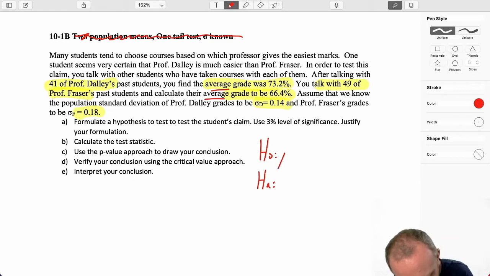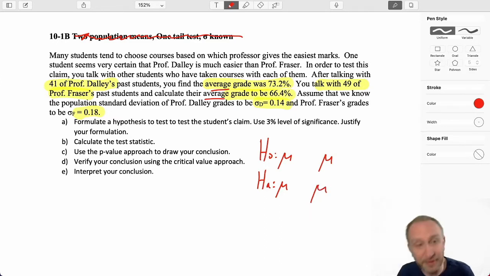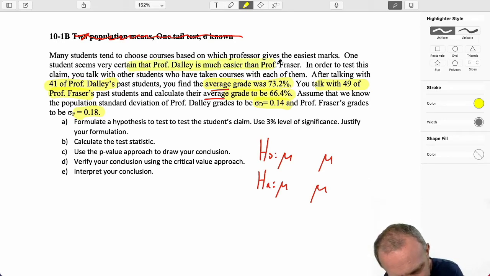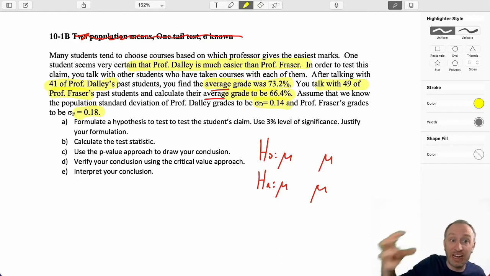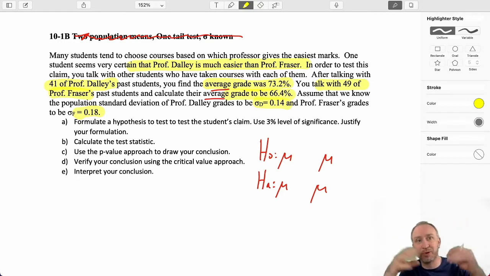So that's fairly straightforward. I'm not going to put in the subscripts here yet. I'm just going to put in some of the notation. Now, what is it that we're testing for? So one student is really certain that Prof. Daly is much easier than Prof. Fraser. So what does that mean? Here our data is measured in grades. So to determine whether one is easier than the other, sounds like we're testing to see that one has a higher average than the other. You're more likely to get a higher grade maybe in one class as opposed to the other.